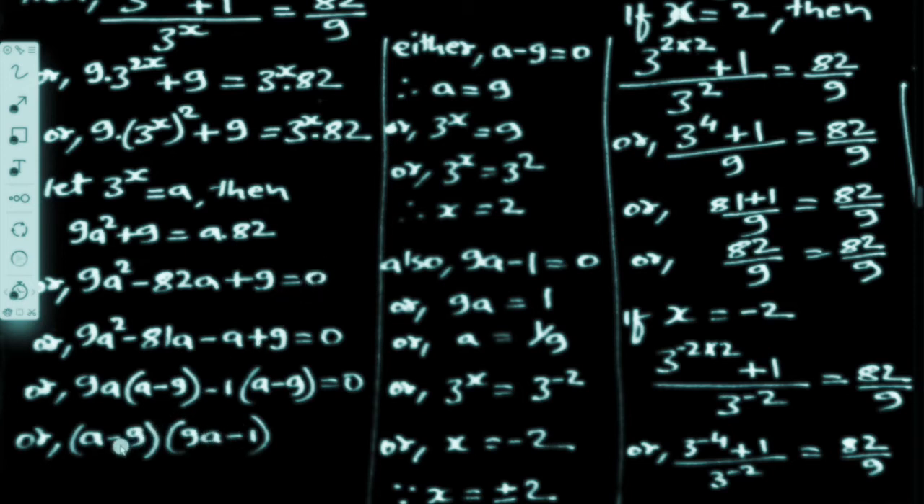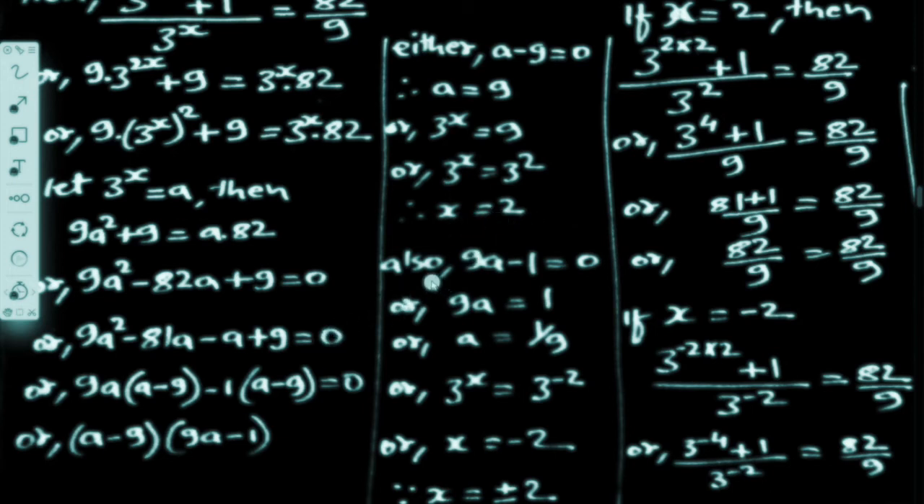Take the first factor, a minus 9 equals 0. Therefore a equals 9, or 3 power x equals 9. Now a should be replaced with 3 power x, since a equals 3 power x. So 3 power x equals 9, or 3 power x equals 3 squared. If the base is the same, 3, therefore x equals 2. So from the first factor, we get x equals 2.